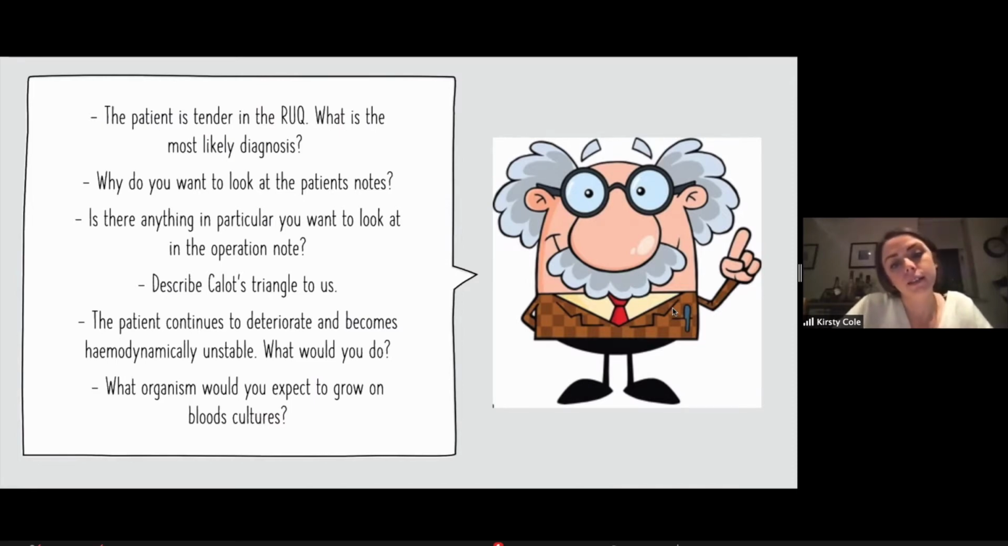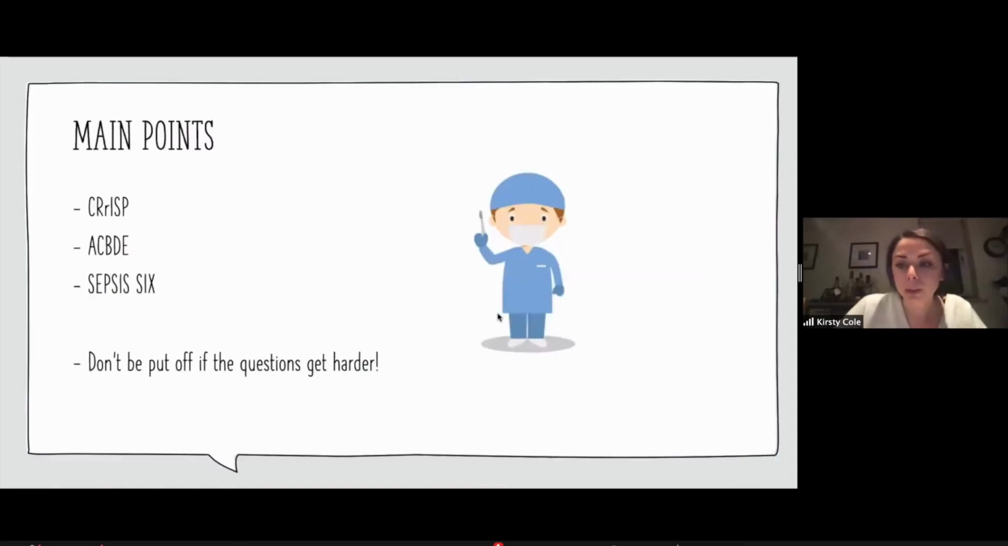And I think it's important to know that if your questions start to get harder towards the end of your scenario, it usually means you've done okay and that they've either run out of questions or they're trying to push you to the harder stuff. So don't be put off towards the end if they start asking you stuff that you're a bit thrown off by. So the main points from that scenario: you'll say CRISP, say A to E, and Sepsis 6 is a big tick, tick, tick, and don't be put off if the questions get harder.